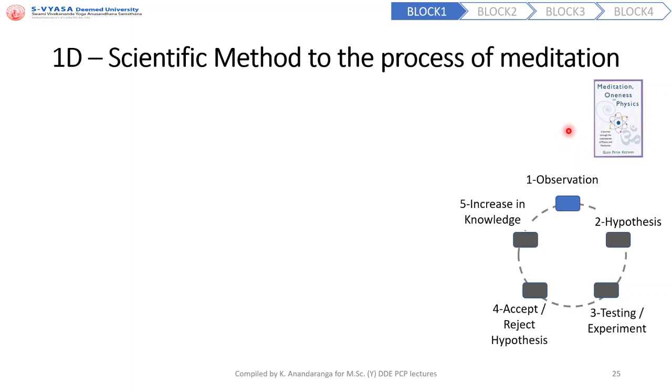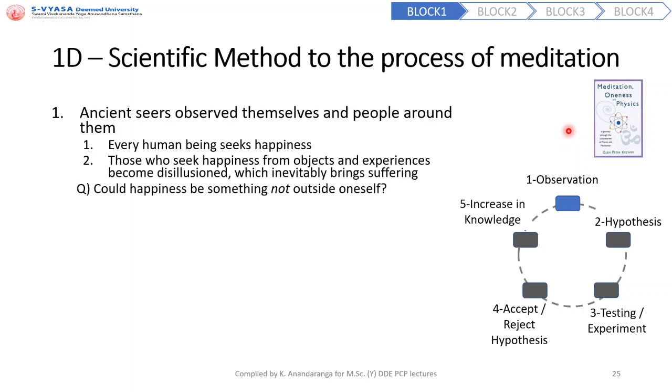So if this is the cycle in which you view the scientific process, then the observation in the world of meditation could be something like this. Our ancient seers had observed themselves and the people around them. What did they observe? Maybe their observation was twofold. They observed that every human being is seeking happiness. However, those who seek happiness from objects and experiences become disillusioned and inevitably they suffer. So these are the classic observations.